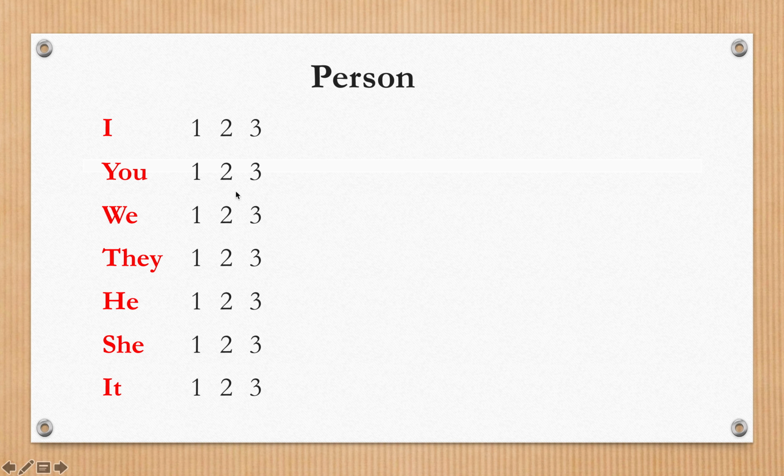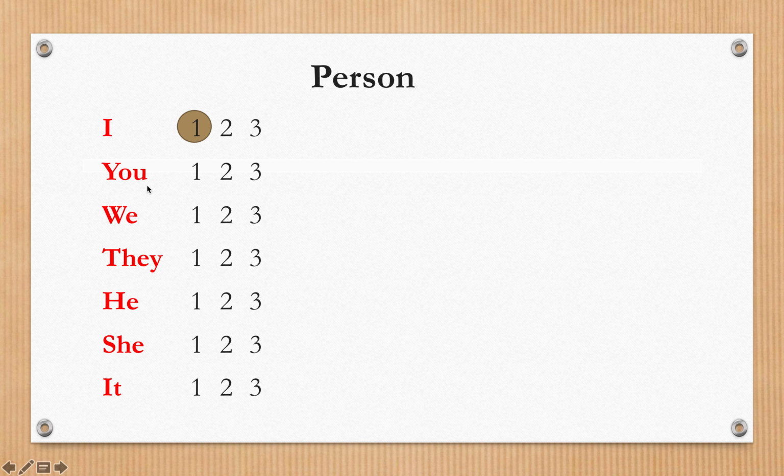This is called subject pronoun. We have seven subject pronouns, as you already know: I, you, we, they, he, she, it. Are they first person, second person, or third person? Let's go together. When I use the word I, I refer to the speaker, so it is the first person.